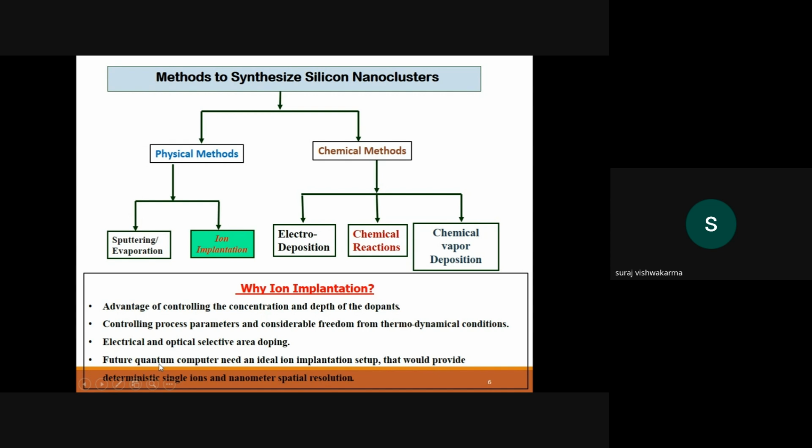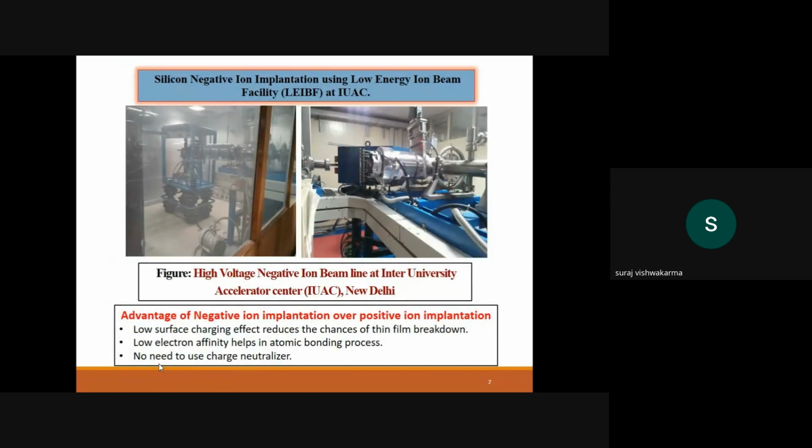It's an application. This is the application for why we want to use ion implantation, because quantum computers need a very accurate development of nanomaterials, or the kind of chip technology requires this kind of method to develop. So definitely it is a very important method to develop the nanomaterial that we have selected.